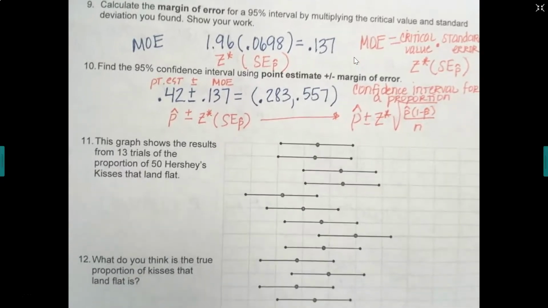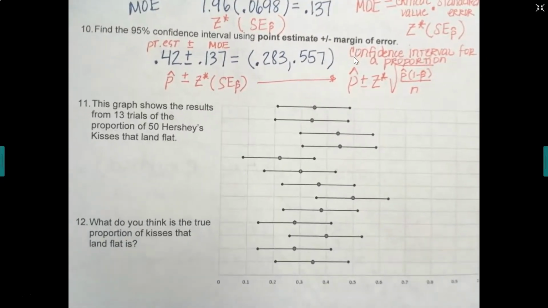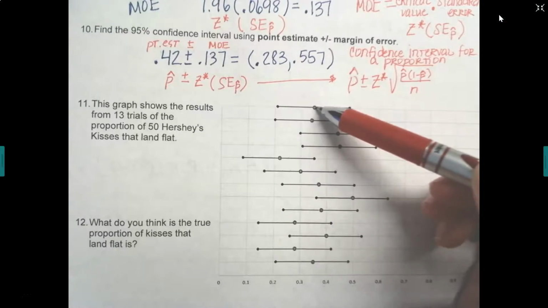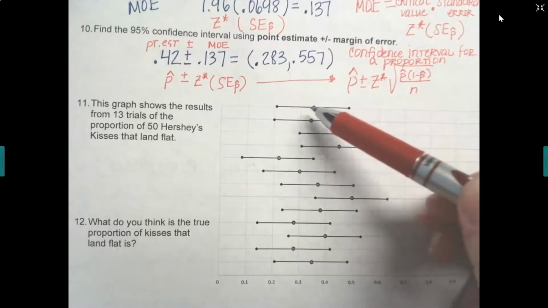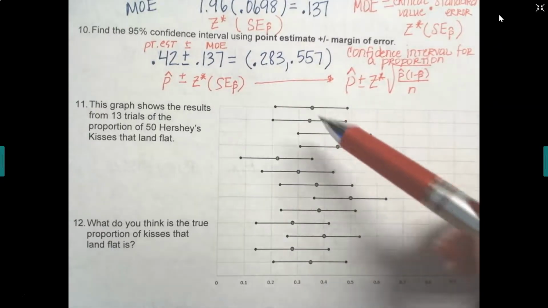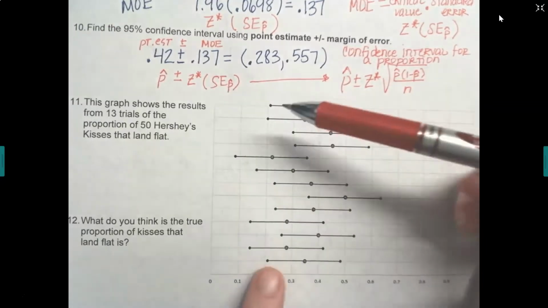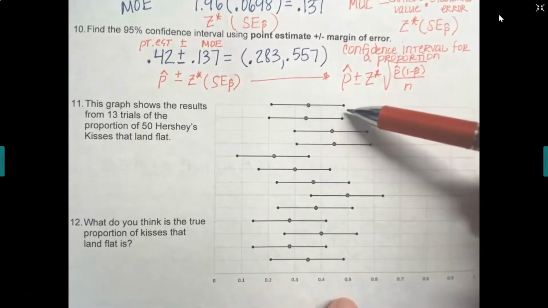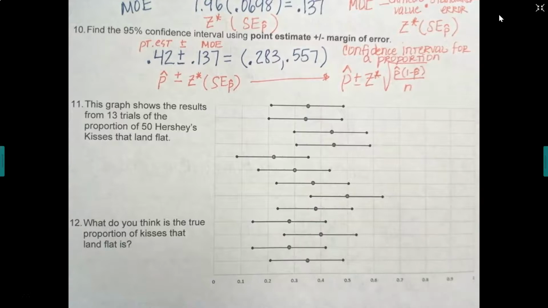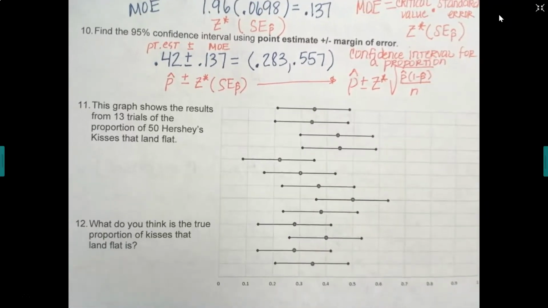Okay, so here I have 13 trials of 50 Hershey Kisses, and I'm showing you the proportions of them that land flat. Okay, so we have our confidence interval. The points in the center, that's the actual sample statistic, the proportion they got in their sample. And then these whiskers that go out to either side are the margin of error. So their interval would go from, what, 0.21 to 0.48 or so, okay? So it's showing you the interval width, and you've got your point estimate in the middle.